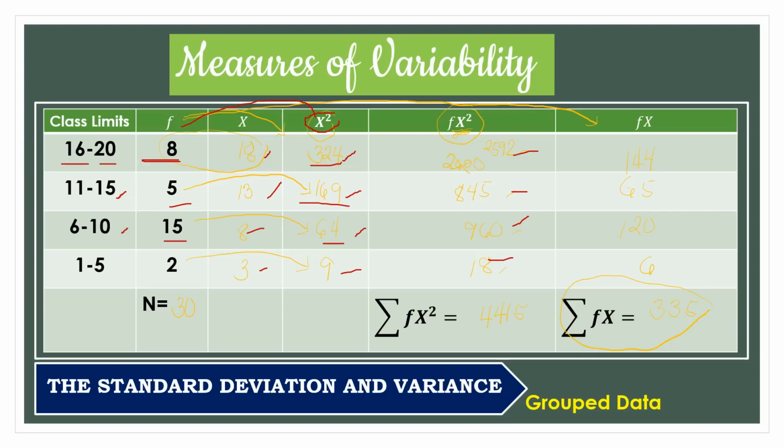Okay. And lastly, for the last column, we simply multiply our frequency and the class mark. So 8 times 18 is 144. 5 times 13 is 65. 15 times 8 is 120, and 2 times 3 is 6. Add all of those to get 335. So we have the value of the sum of the product of f times the class mark, and then the sum of the product of the frequency and x squared.